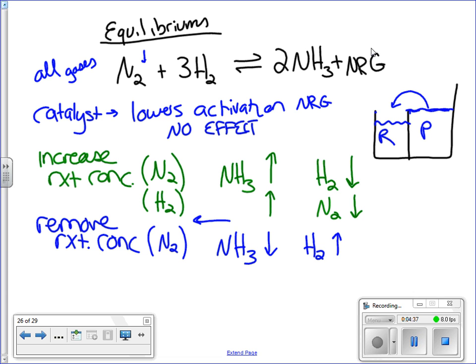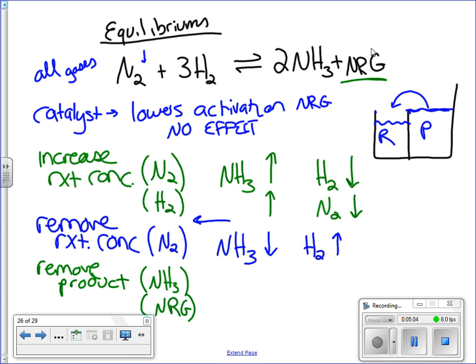So let's say I remove product. This is actually something that a lot of large chemical companies employ. They remove the product in a chemical reactor so that they can shift the equilibrium towards the products and produce more. So if I remove, in this case, NH3, or if I remove energy, because energy, as you can see, up here is a product, it's going to shift to the reactants.